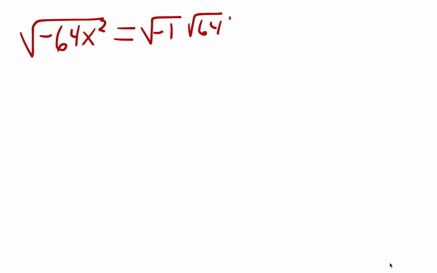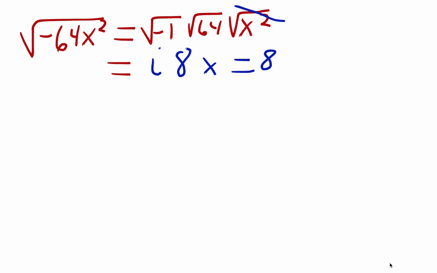Alright, let's say we had the square root of negative 64x squared. So that is the square root of negative 1, the square root of 64, the square root of x squared. And we know the square root of negative 1 is i. The square root of 64 is 8. And for the square root of x squared, the square root and the square symbol kind of cancel each other out, so I'm just left with x. So my answer would be 8ix.